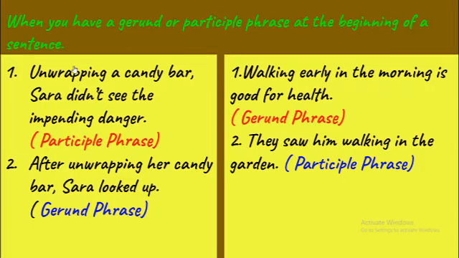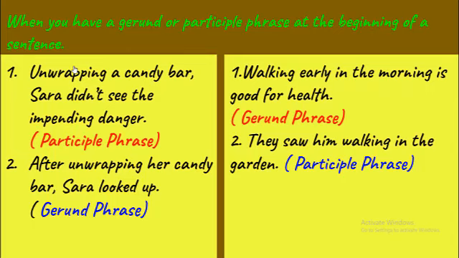In the other case, you can see: Walking early in the morning is good for health. But how? Definitely walking is an activity. Walking is good for health. So we can identify that walking early in the morning is a gerund. But when we see: They saw him walking in the garden, we can see that after saw, an indirect object him has been used. And in this case, the indirect object him is causing the phrase to be a participle adjective.